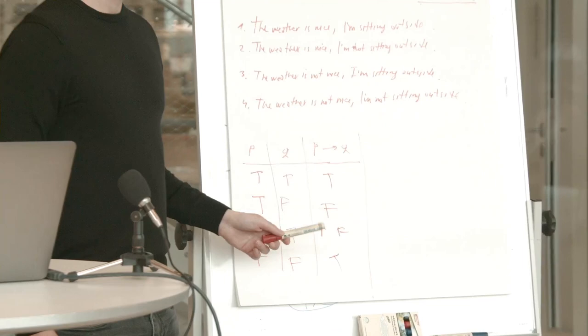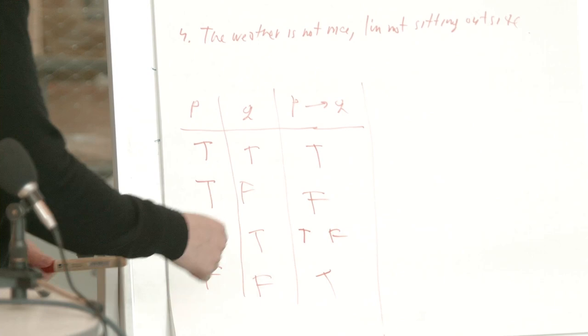Therefore, we will have two types of implications. In one, it can be true. In one, it can be false. So you will have two such tables, one with true and one with false.